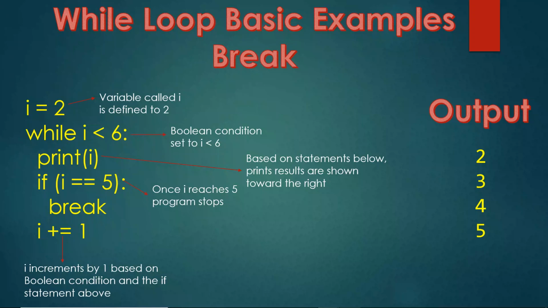That just means once I reaches 5, the program stops. It just completely stops, which is why we use break. And then outside the if statement we have I plus equals 1, which acts as the incrementer. And in this case we're incrementing by 1. And then based on all of that we have the output 2, 3, 4, 5.